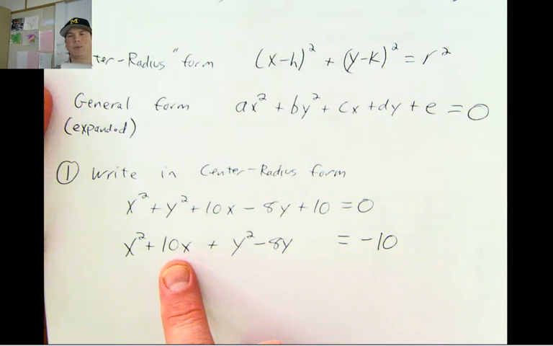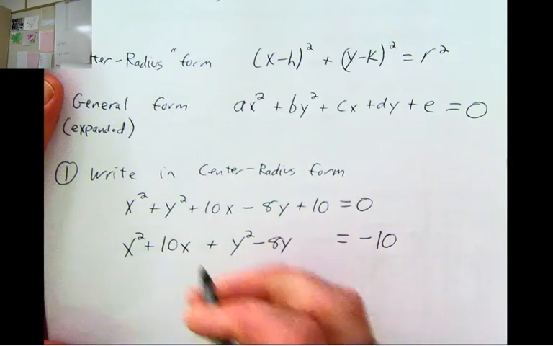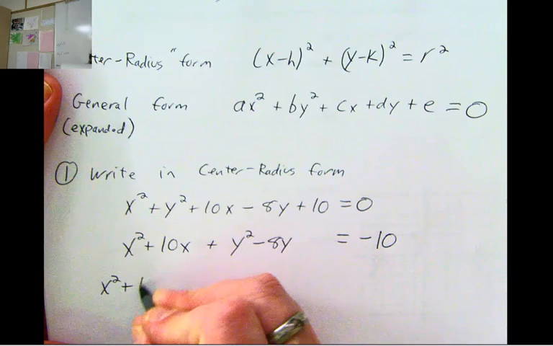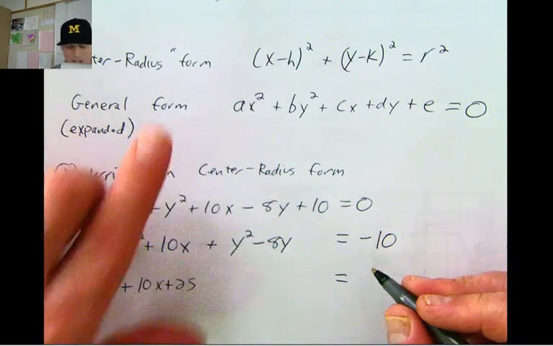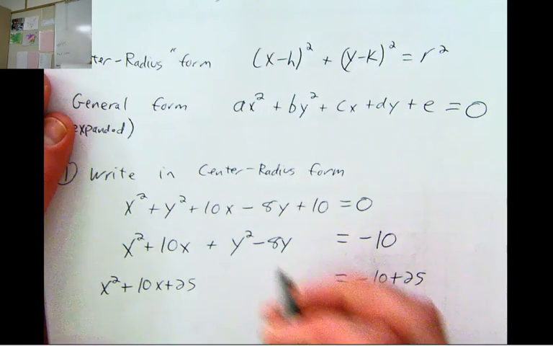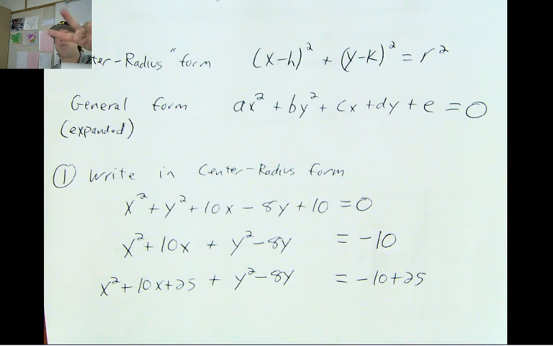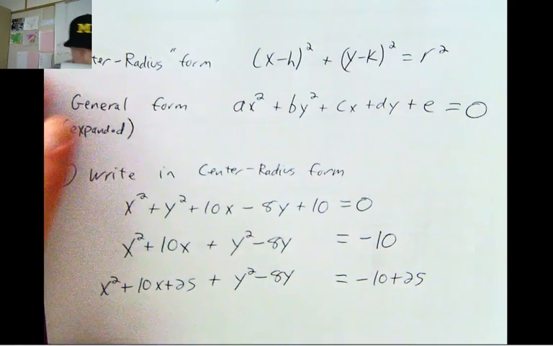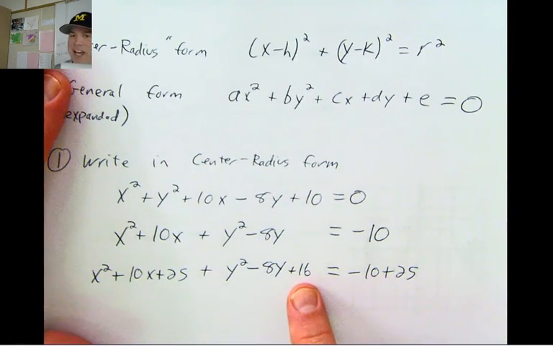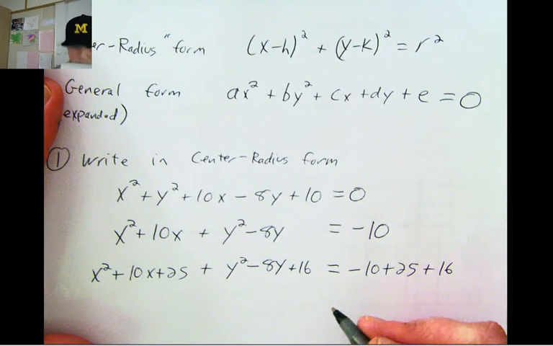If you remember completing the square, you take this number 10, you divide it by 2, which makes it 5, and then you square it, which becomes 25. So I have x squared plus 10x plus 25. And because I just added 25 to the left side of the equation, to the right side I'm also going to add 25. Then this other one, y squared minus 8y, you take that 8, you divide it by 2, and that becomes 4, and you square the 4, and it becomes 16. So plus 16. Because I just added 16 to the left side, I also must add 16 to the right side. Then we do some simplifying.